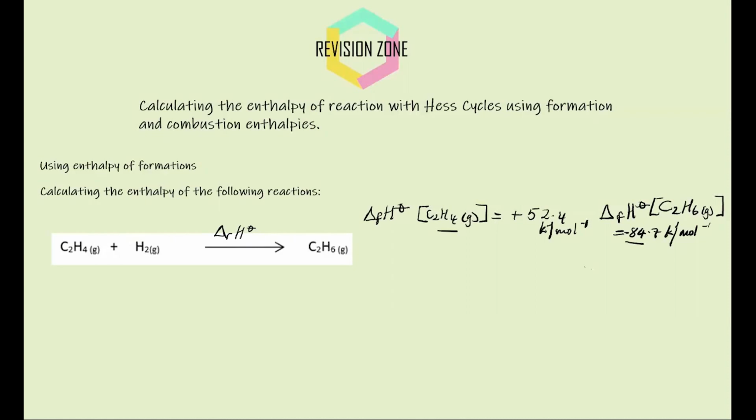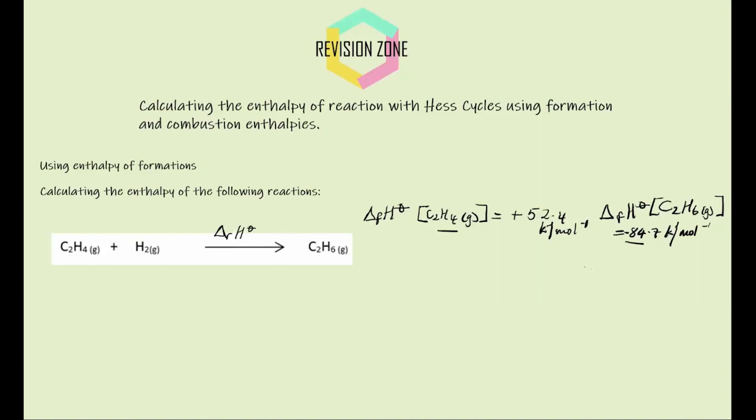What you will notice here is that I haven't put the enthalpy of formation for hydrogen. It's not required. You should know that the enthalpy of formation for any given element or uncombined element is 0, and therefore it will not be given to you in the question. So if you're ever doing an exam question, don't be confused by that. Now, let's get stuck straight in.